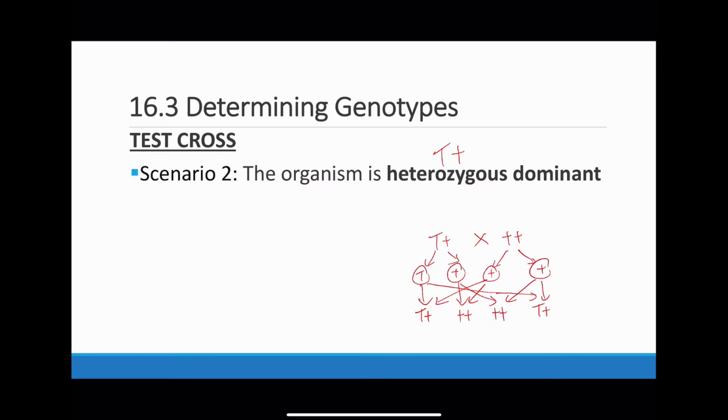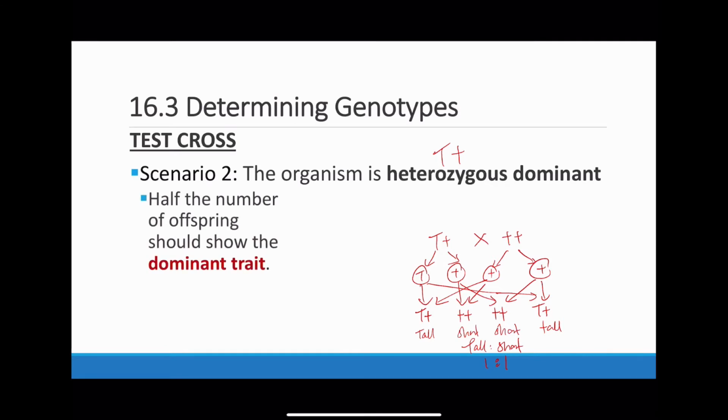Now through this entire genetic diagram, you realize that if I look at the offspring and compare them, this is actually tall, short, tall, short. Therefore, if I compare the tall to short ratio, it's actually a ratio of 1:1. So this means that if this test cross were to happen, exactly half of the offspring will show the dominant trait. The other half is going to show the recessive trait. So this is what you have observed if the organism at the start is actually heterozygous dominant.